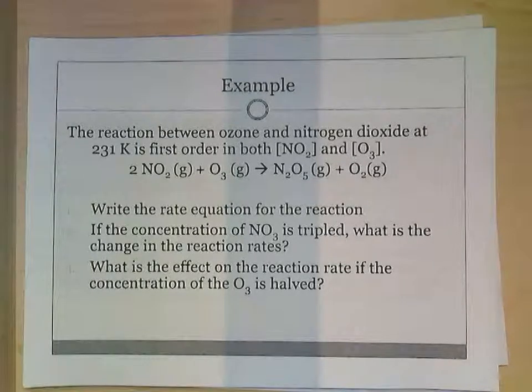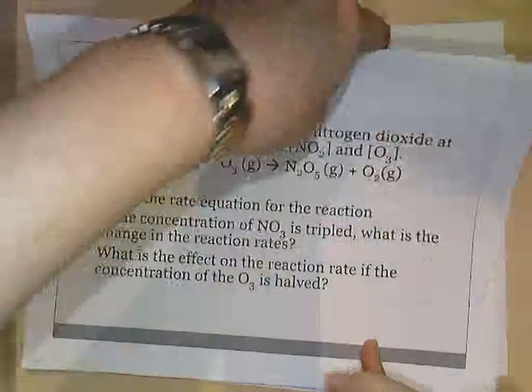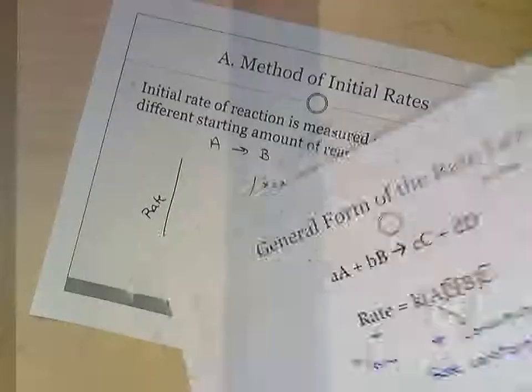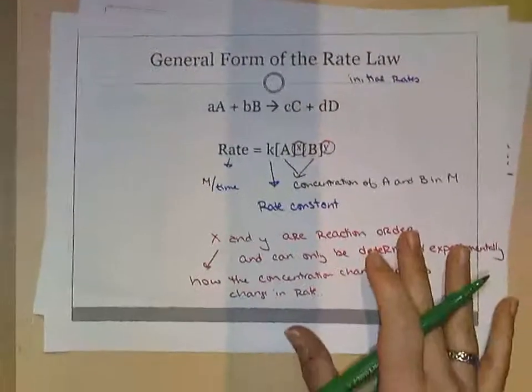All right, so here I have a reaction between ozone and nitrogen dioxide. And I'm told in the word problem that it is first order in both nitrogen dioxide and ozone. So the first question is I want to write a rate equation for this reaction using our standard general form of the rate law.